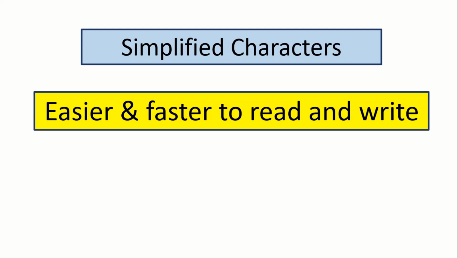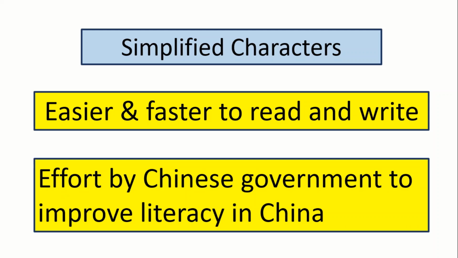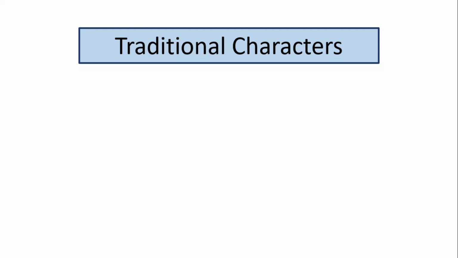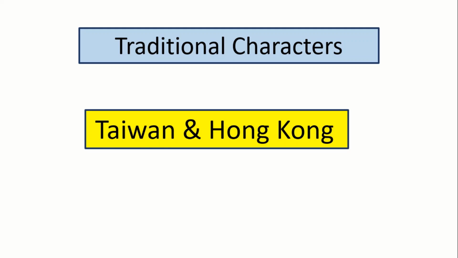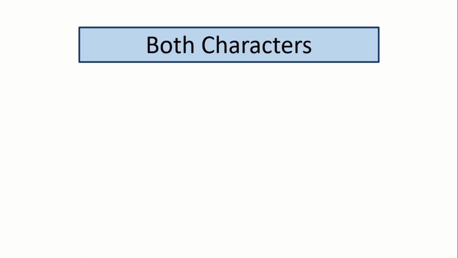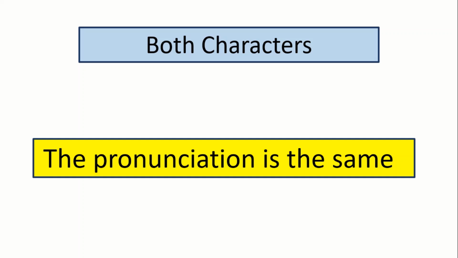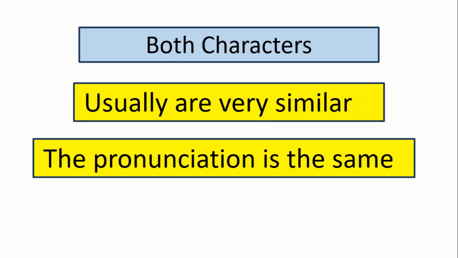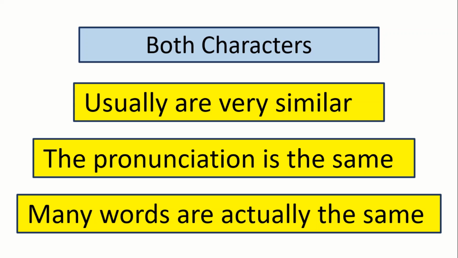Simplified characters are easier and faster to read and write. They are easier to learn. It is an effort by the Chinese government to improve literacy in China. Whereas traditional characters are mainly used in Taiwan and Hong Kong. Both characters have the same pronunciation. Usually, the written words are very similar. In fact, many words are actually the same.